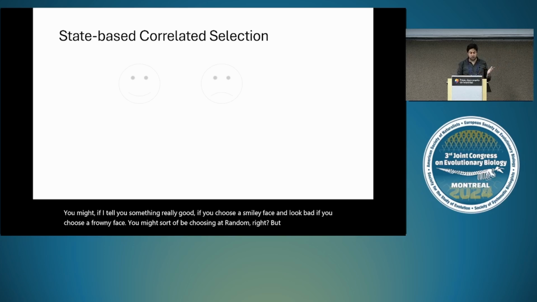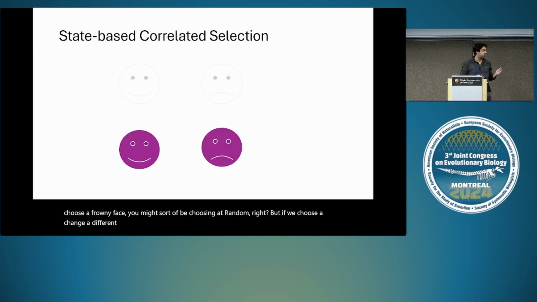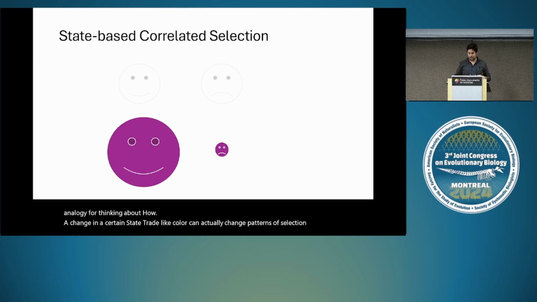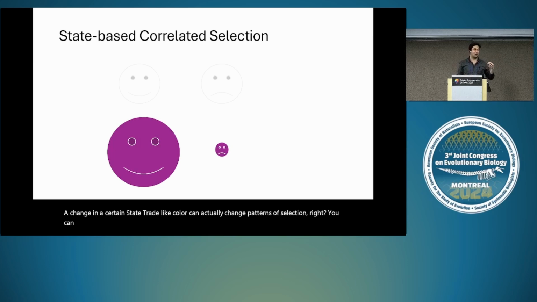But if we change a different trait, like the color, we can now see which one is a happy face and which one's a frowny face. Now note that color itself isn't going to give you good things. It's just the ability to perceive color that is letting you choose the big smiley face. And I think this is hopefully an apt analogy for how a change in a certain state trait, like color, can actually change patterns of selection, right? You can choose the happy face when you have this pink color, but not when you don't.